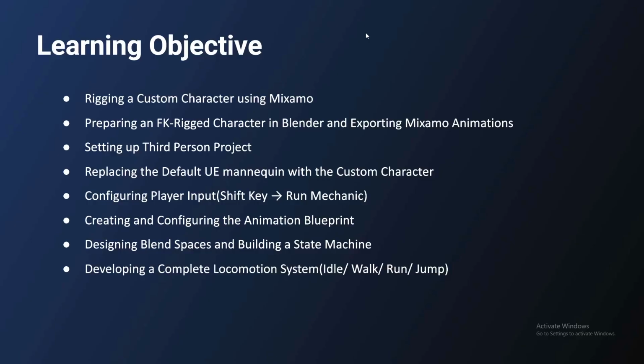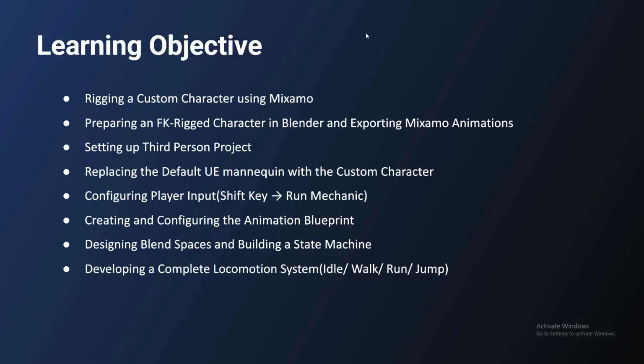We have also prepared an SKD character inside Blender. We'll also import that inside Mixamo, and we'll try to export some Mixamo animations, which we later will be using for our projects. Along with that, how to set up a third-person project, replacing an Unreal Engine mannequin with a very own custom character, setting up player inputs with the help of animation blueprint, blend spaces, and state machines. So by the end of the session, you will be able to develop a complete locomotion system.